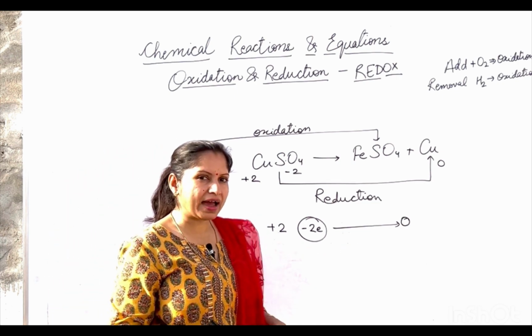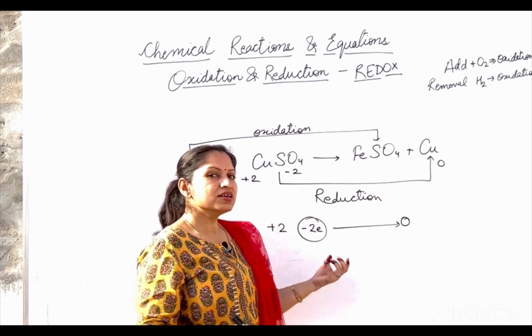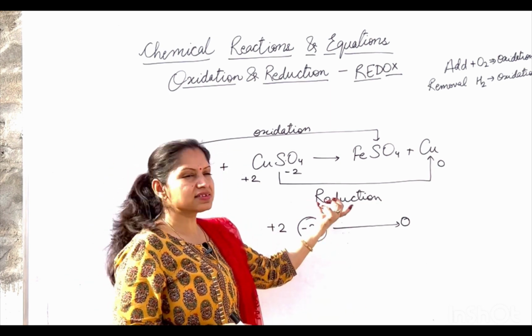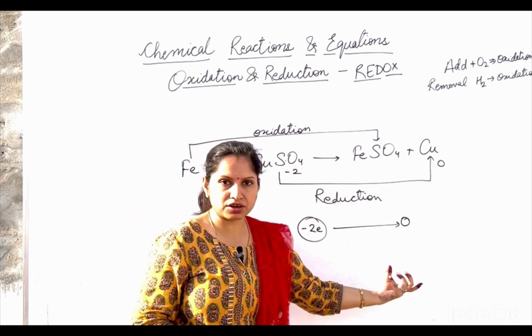Or how to remember that? Negativity gain karoge to reduction hoga hi sahi. So whenever you gain negativity, there is reduction, and so gaining of electrons is reduction.